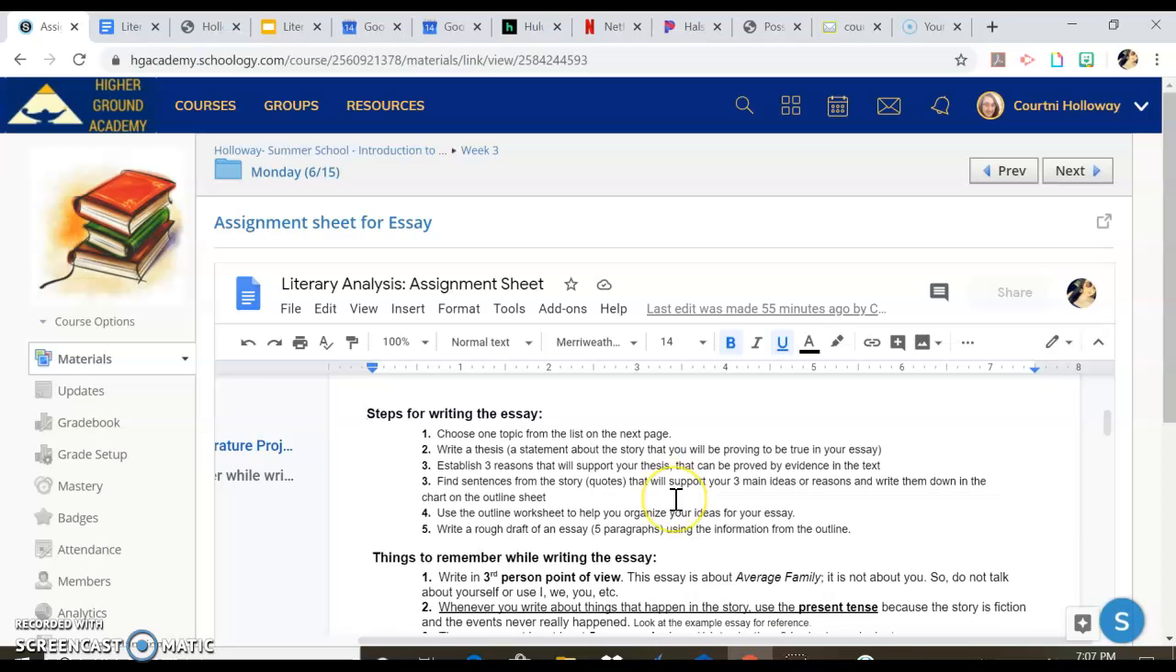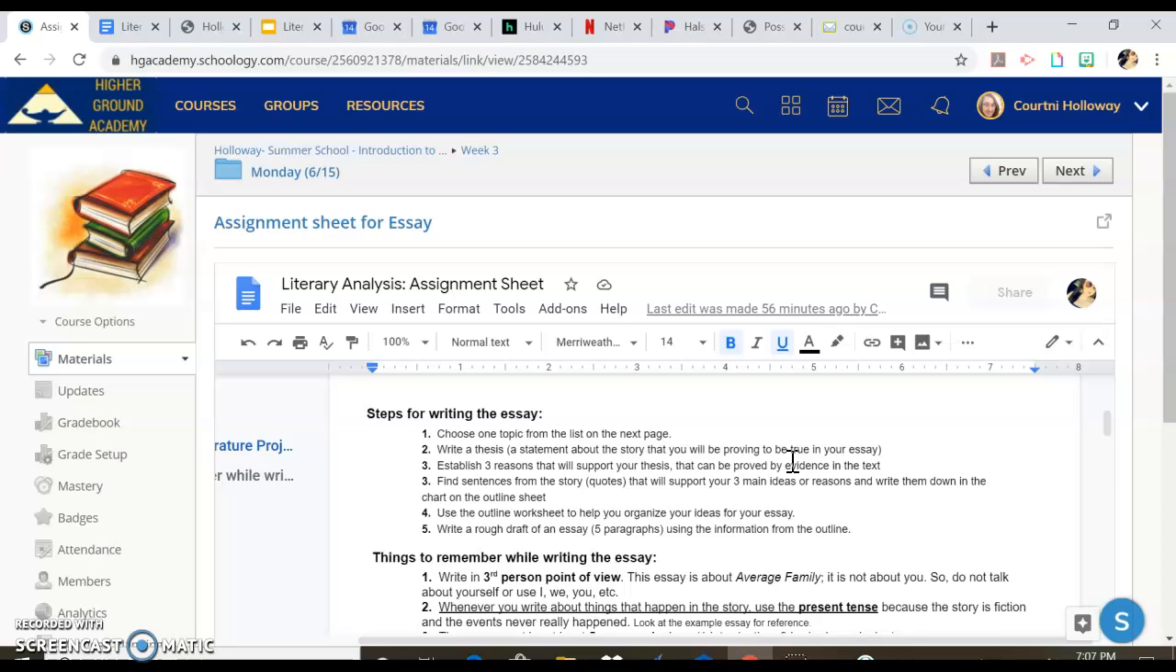So, like I said, I've given you the foundation to write the thesis. You just have to tell me essentially what specifically you are going to prove about the conflict, the point of view, the theme, or the foreshadowing in a story. Then you will establish 3 solid reasons that support your thesis, and those have to be able to be proved by evidence. So collect some nice evidence and then try to pair that into reasonings.